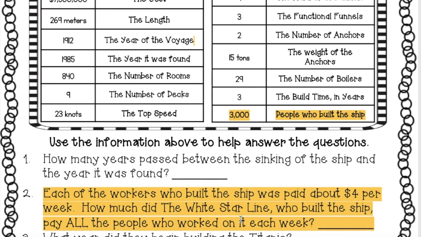So what we're going to do here is a multiplication problem. We're going to take the number of people, which was 3,000, times how much money per week they received, which was $4. So our equation for this problem will be 3,000 times 4.